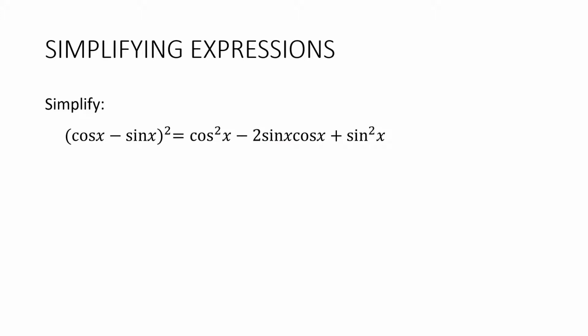Now that we know the double angle formulas, we recognise that as sine 2x. And so the full simplification of this question is 1 minus sine 2x. Here's another one, sine 2x divided by 1 plus cos 2x.